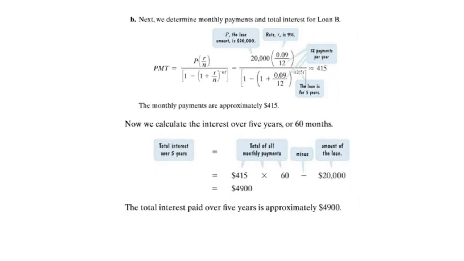Let's take a look at the second option. The loan is still $20,000 for the vehicle. We have an interest rate of 9%. Still doing monthly payments, so N is equal to 12. And this time we have 5 years, so time is 5 years. When we do this calculation, they're coming up with approximately $415 for the monthly payment amount.